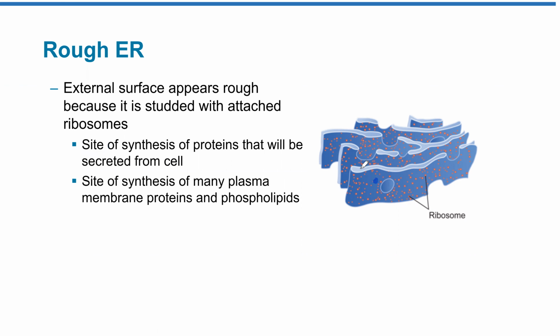ribosomes synthesize a new protein, it's deposited inside the lumen of the rough ER. But not all the proteins, only proteins that will be secreted from the cell. It is also the site of synthesis of many plasma membrane proteins and phospholipids.